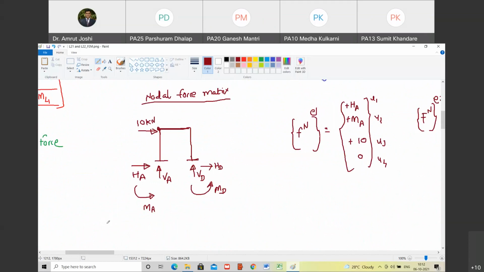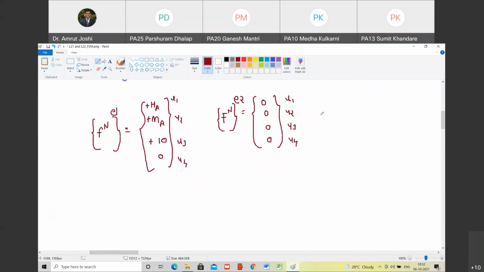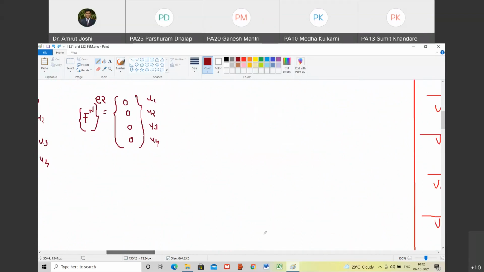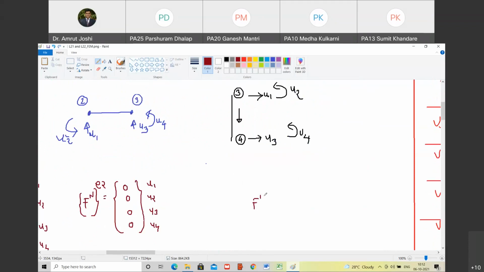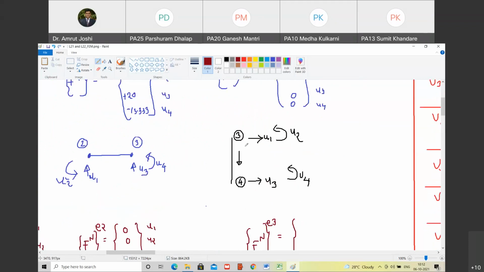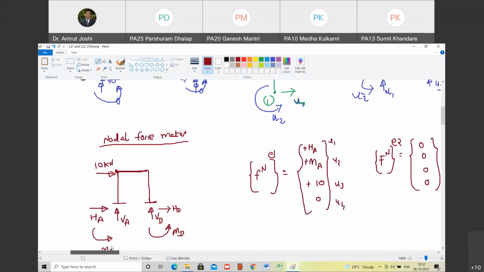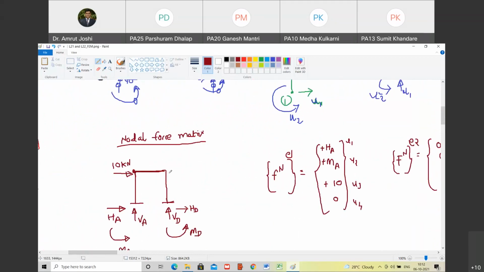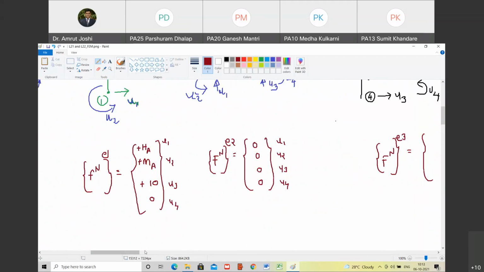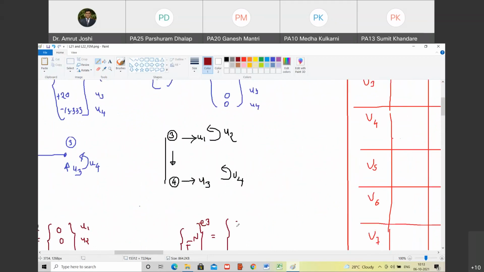Yes, sir. Okay. So now how do I write Fn3? Chalo. Fn for element number 3. कैसे लिखना है? What is U1, U2, U3, U4? What is U1? 0. U1, U2, both are 0, because corresponding to rotation and translation in x direction, we don't have anything. Happy? Are you with me? Yes, sir. So U1, U2, it is going to be 0.